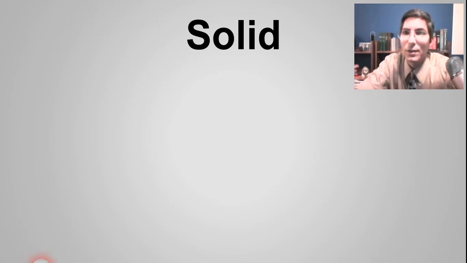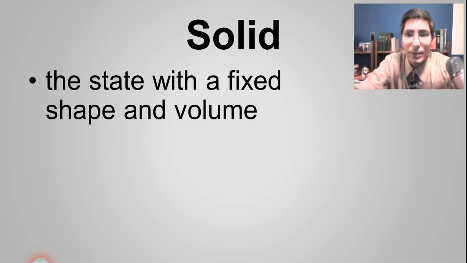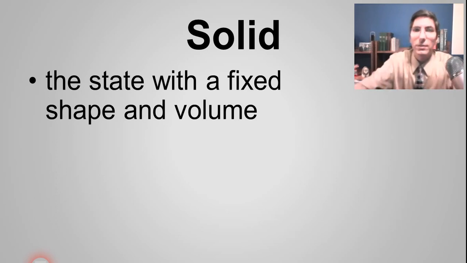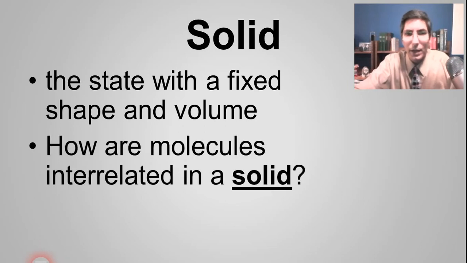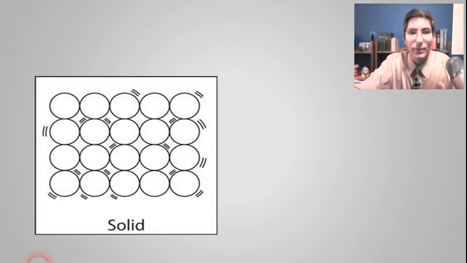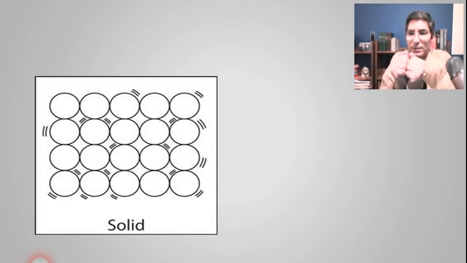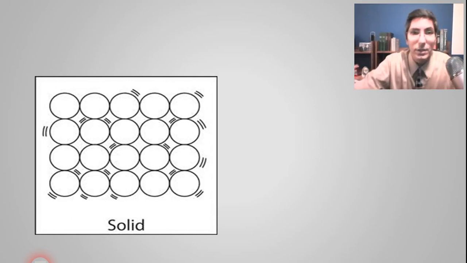Now, we're going to start with the three main states of matter. We'll start with solids. Now you're probably familiar with solids as having a fixed shape and a fixed volume. So if we want to think about that, you probably know how molecules are related to each other in a solid. If something has a fixed shape and a fixed volume, that means that the molecules are usually very, very close to each other, as you can see in this diagram here.